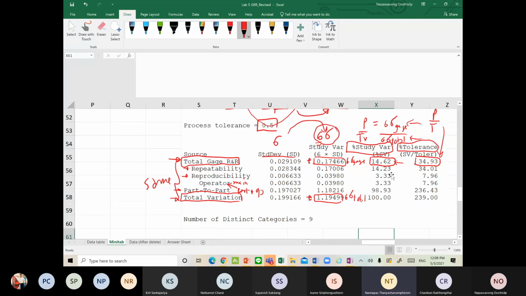So for the repeatability, it's unacceptable. Okay. When accept, okay, so first you don't have to pay attention to repeat or reproduce. You have to pay attention to the whole or total gauge R&R performance first, okay? And the number that you should take a look at is which number? Percent variance. Tell me the number. 14.62. Good. This is called P to TV ratio.